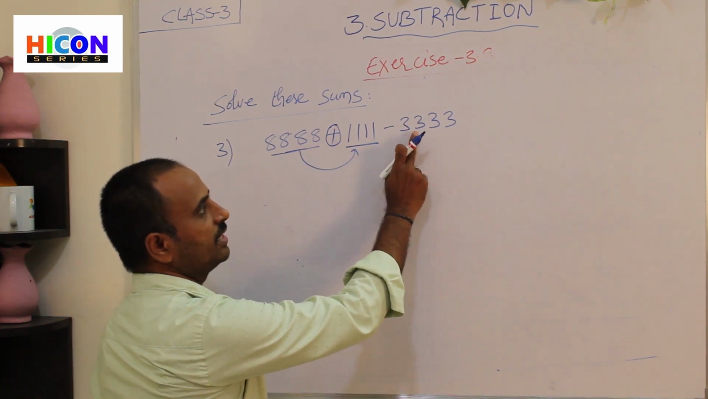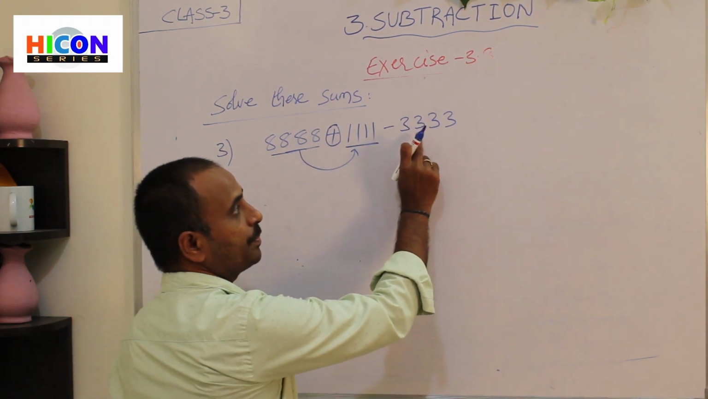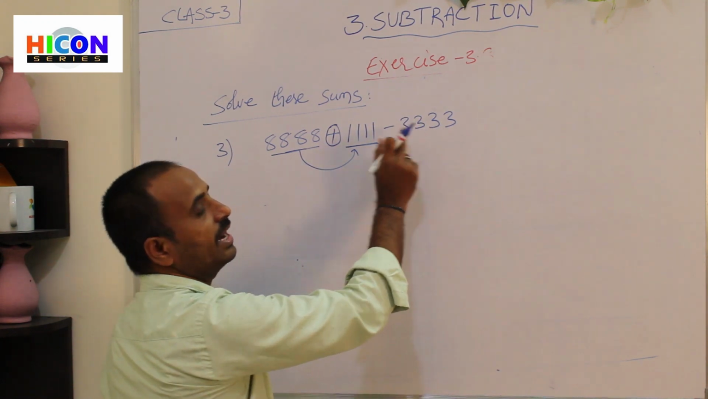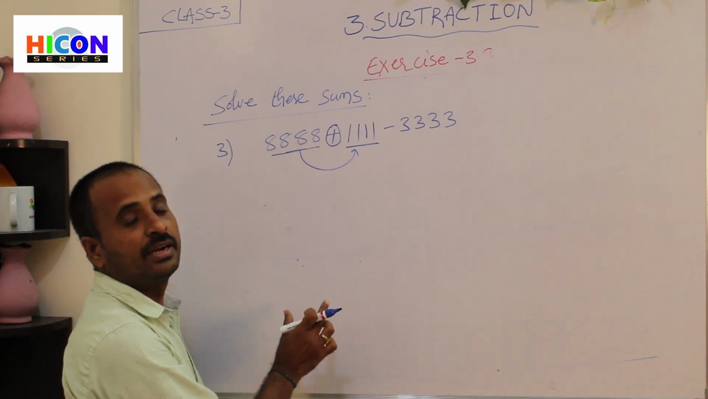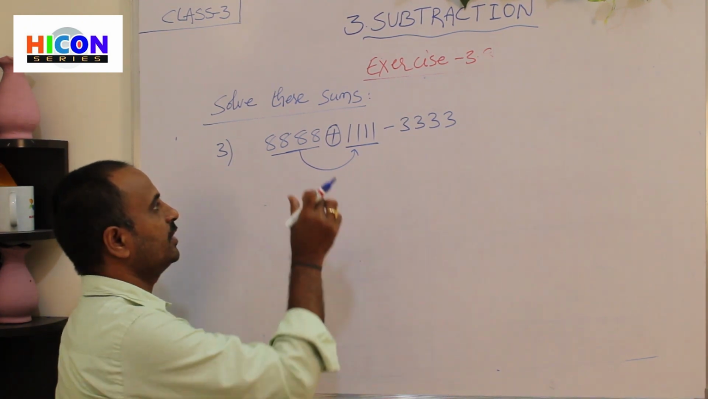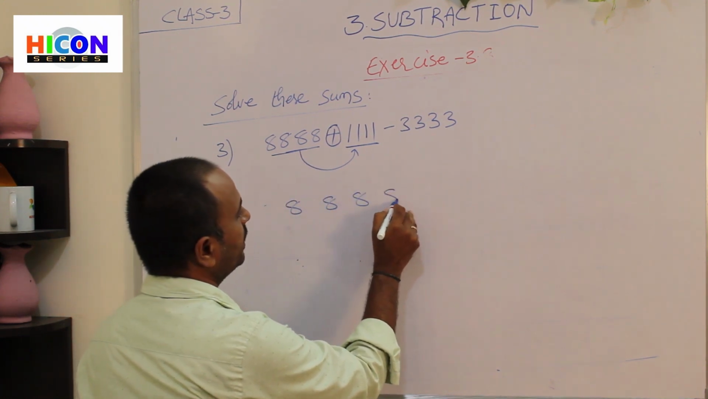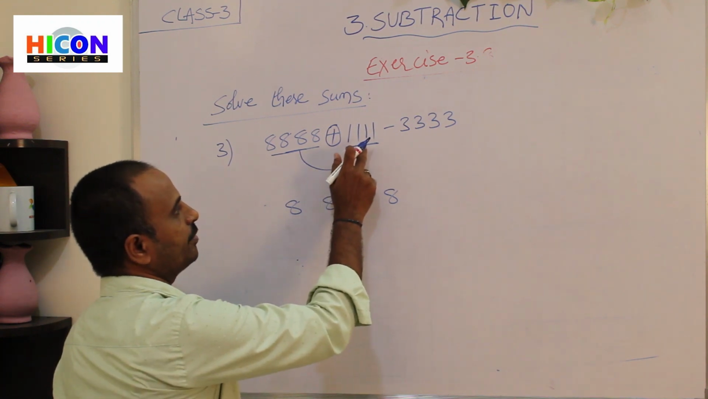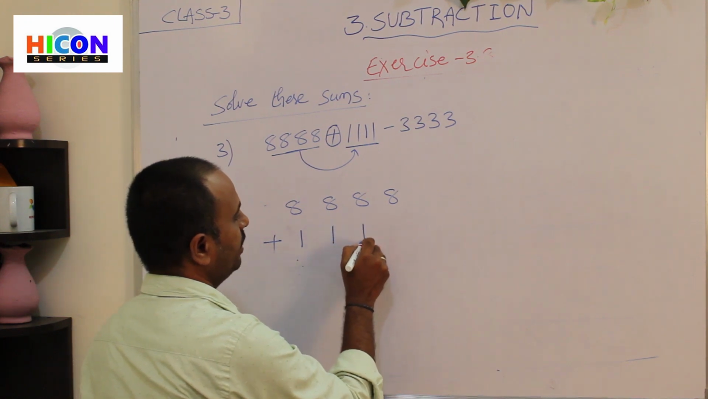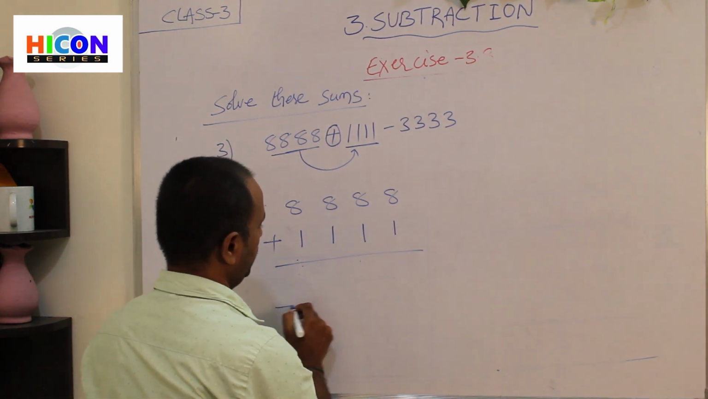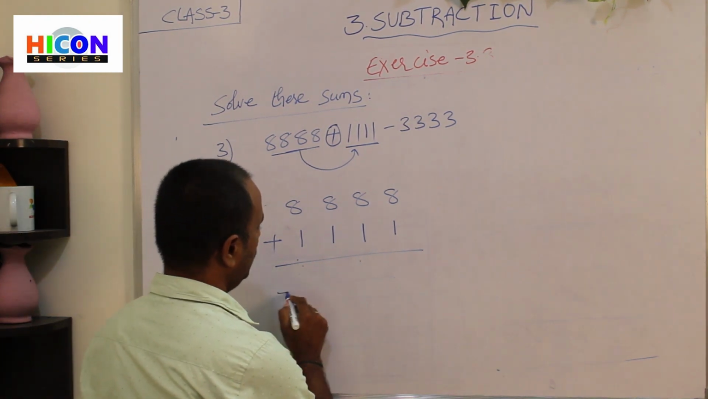And this number 3333 has a minus symbol before it. That's why we have to subtract this number and we should not add this number. So first write these two numbers one below the other at their corresponding places. 8888, and write the next number below it, that means plus 1111. So children, first add these two numbers. So what will we get?